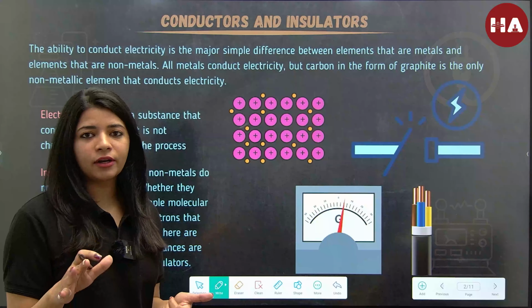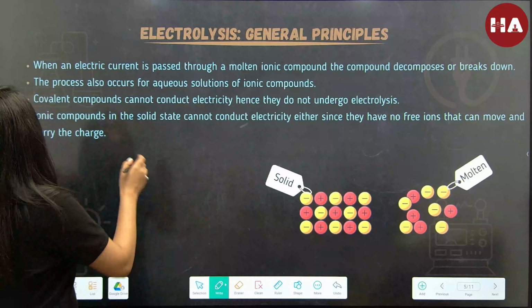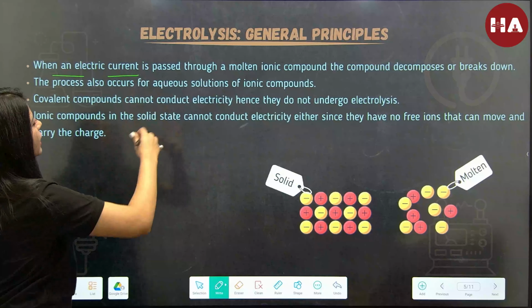So the electrolysis general principle. Let's understand what the general principle of electrolysis is. As the word suggests, everything is in the word only. When an electric current is passed through a molten ionic compound, the compound decomposes or breaks down. For example, this. When I pass electricity through it, it will break down the bonds, or I can say the ions will move apart from each other. Hence, I will get free moving ions like this. This is electrolysis, right? The process also occurs for an aqueous solution of an ionic compound, as we already mentioned.